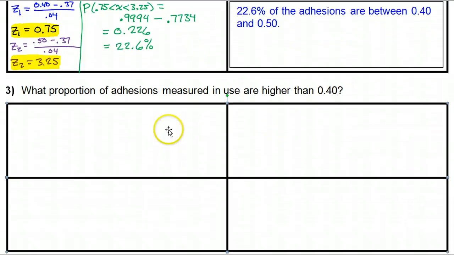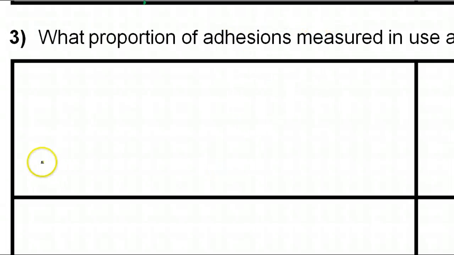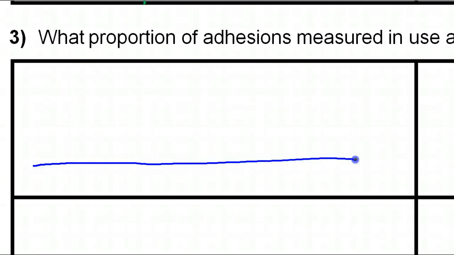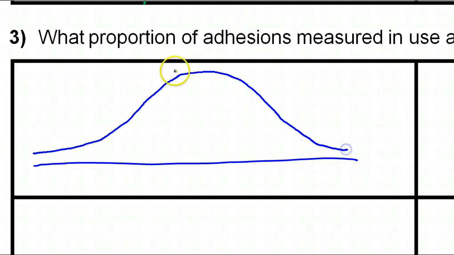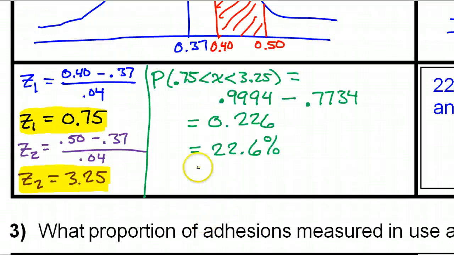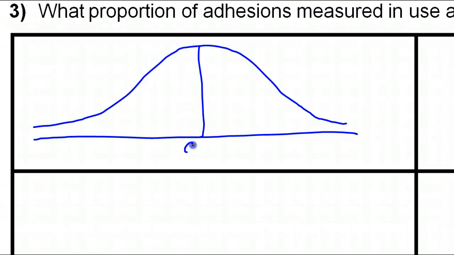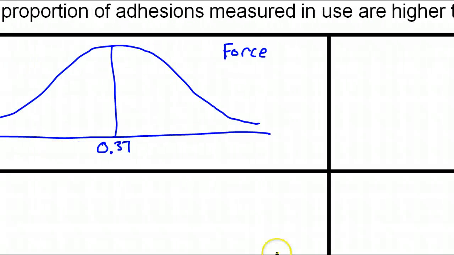Okay, number 3. What proportion of adhesions measured are higher than 0.40? Okay, so you draw your normal curve like you do. You drop your mean. Your mean is 0.37. You label it force.